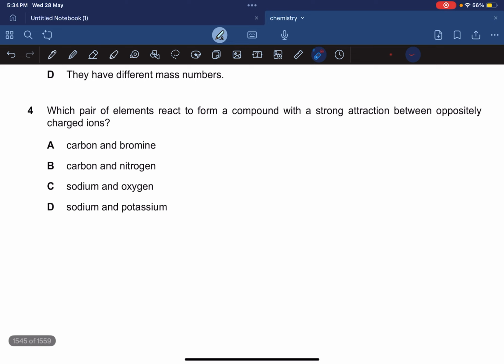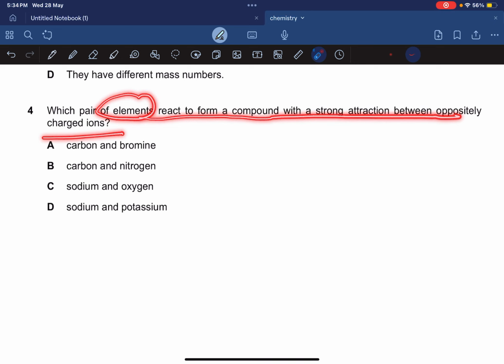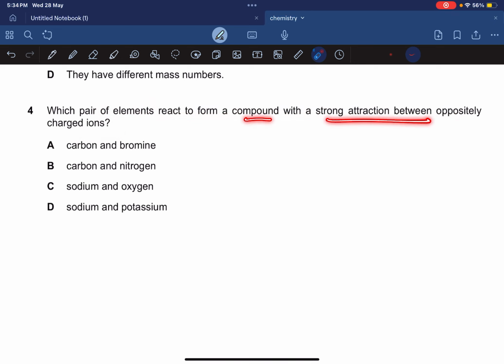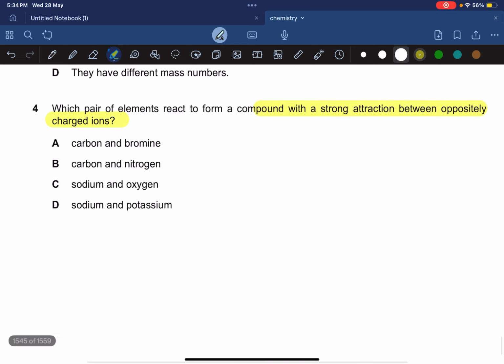Moving on, which pair of elements react to form a compound with a strong attraction between oppositely charged ions? We need a pair of elements that react to form a compound with strong attraction between oppositely charged ions. I guess simply by reading the statement, by looking at the words oppositely charged ions, I get to know that what the question is talking about is an ionic compound.